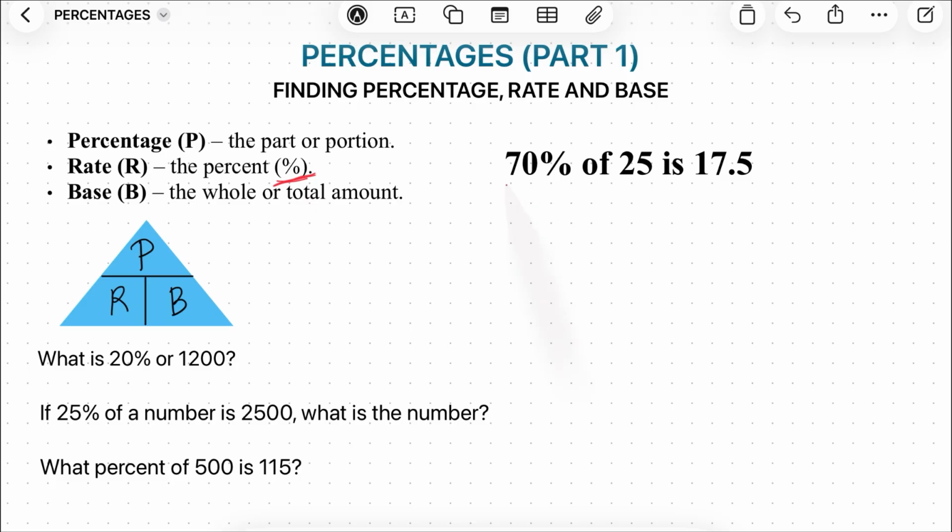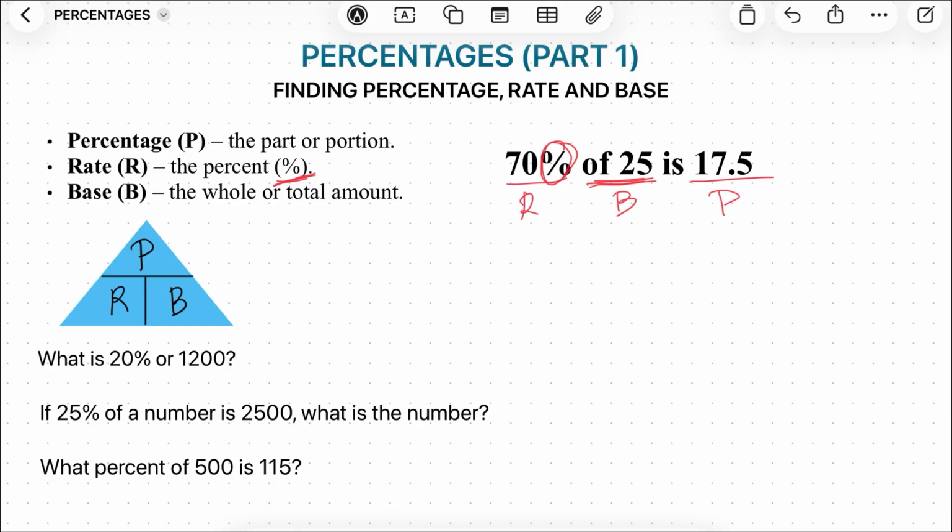So in the statement, 70% of 25 is 17.5, this one is the rate, given that symbol. And then after the word of, that's your keyword, the of, that will be the base. I repeat, after the word of is the base, and the remaining here is the percentage.